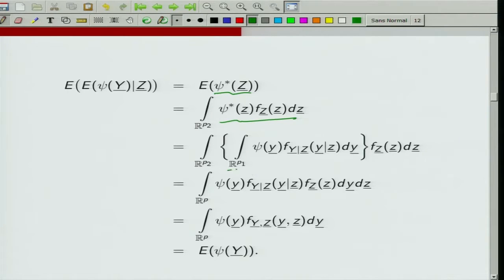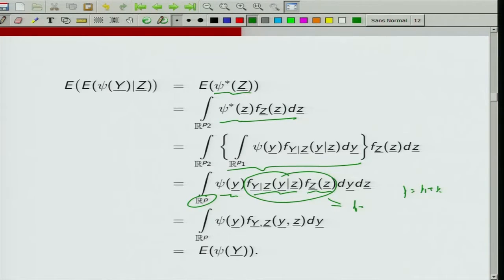This psi star z we have seen is this quantity z z dz. So, it becomes integral over r p 1, integral over r p 2. So, that becomes integral over r p, because p is the same as p 1 plus p 2, psi y f y given z into f z z dz. But this quantity together is nothing but f y z y z.